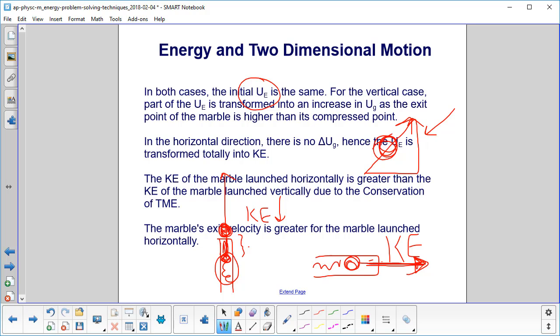And then use v squared equals v0 squared plus 2a delta y, where your final velocity is 0. The initial will be this v0 sine theta, and that'll tell you how high it goes. So not all the energy goes into making the marble go up high. Some of it makes it go in the x direction.